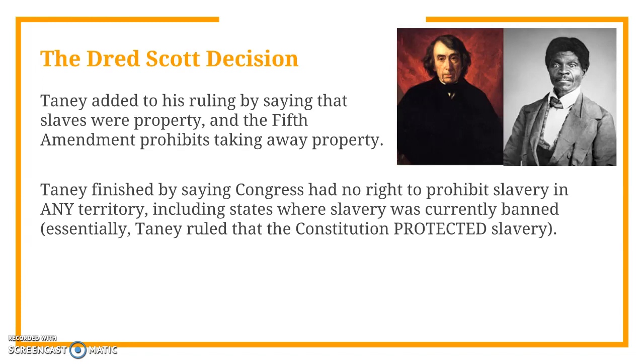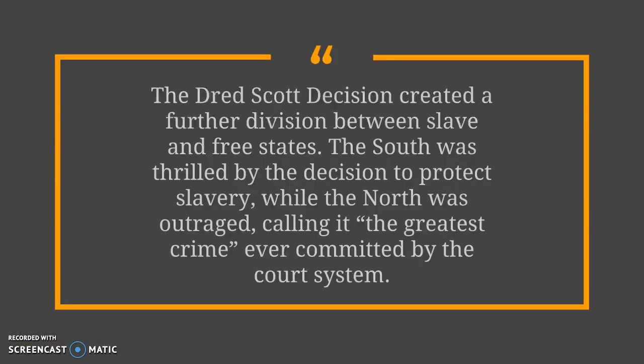Essentially, Taney is saying that because the Fifth Amendment protects property and he deemed that slaves were property, and because he also said that Congress did not have the right to prohibit slavery anywhere, Taney was saying that the U.S. Constitution actually protected slavery. And you can imagine the outrage that this created amongst Northerners, and it did. And the Dred Scott Decision would be a huge divide between slave and free states.